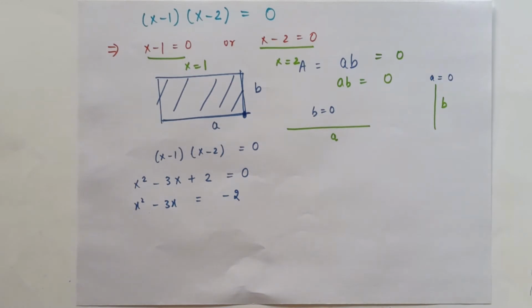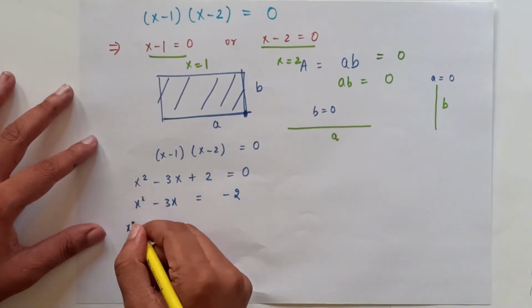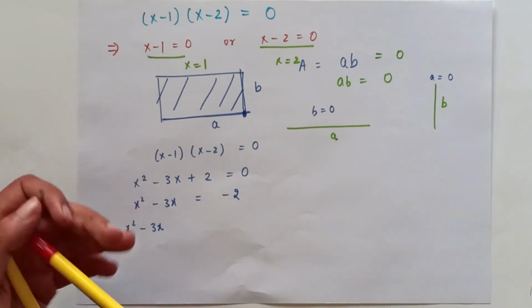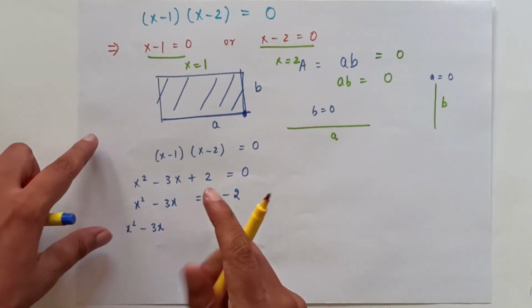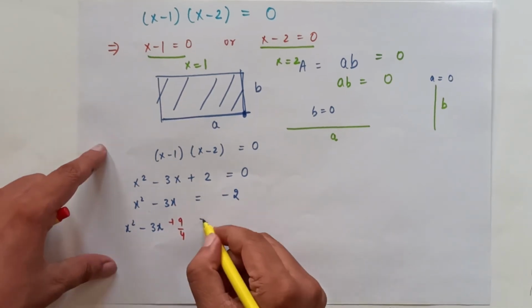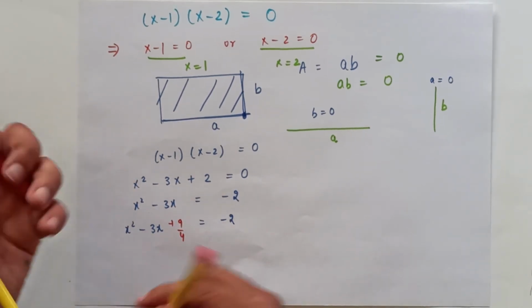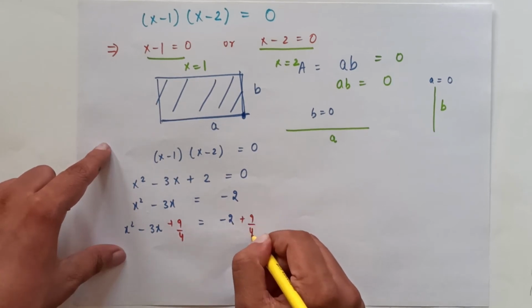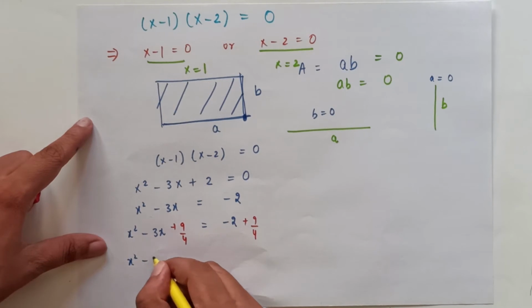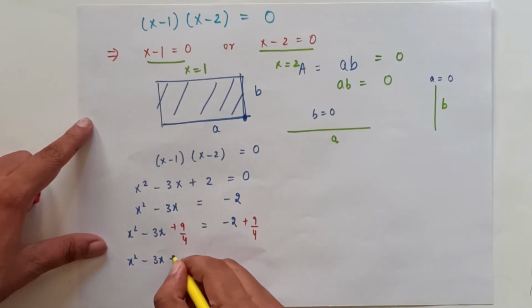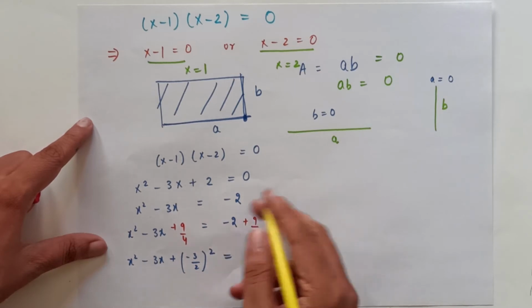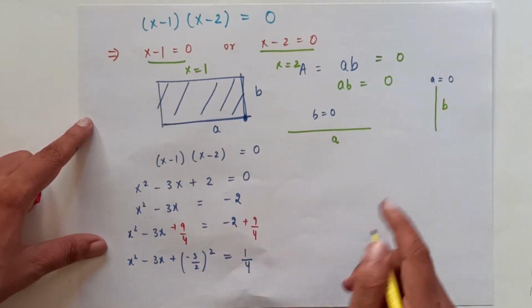Now, what I am going to do is quite fascinating. Now look at this, x square minus 3x. Now I will add 9 by 4 to both sides of this equation. Plus 9 by 4 equals minus 2 plus 9 by 4. This will further become x square minus 3x, and I can write 9 by 4 as minus 3 by 2 whole square, and the right hand side will become a quarter.